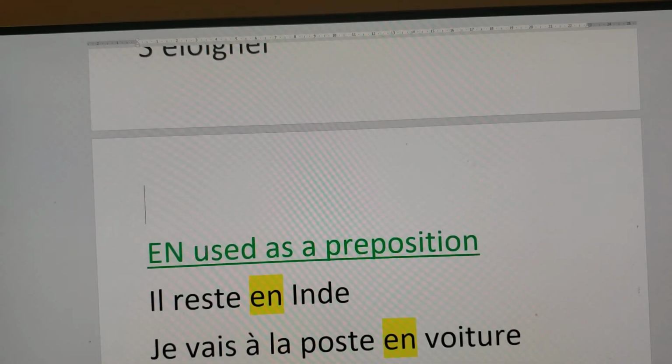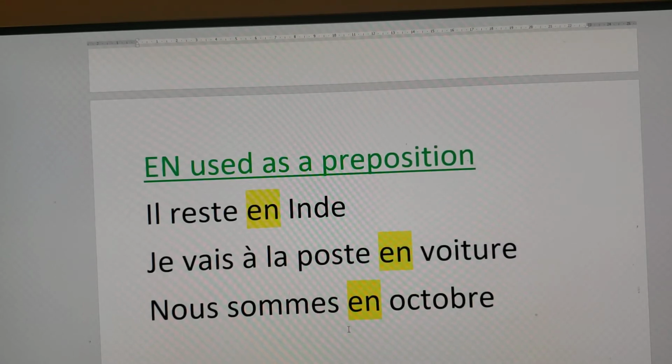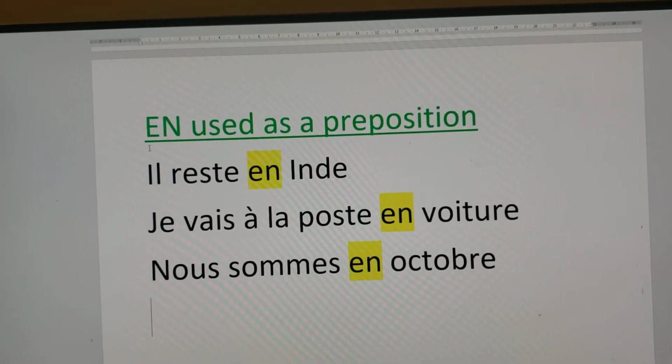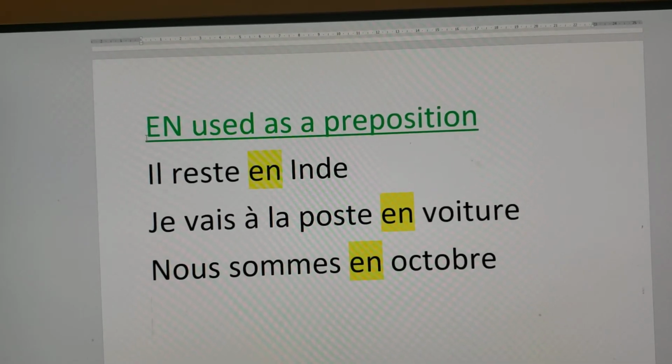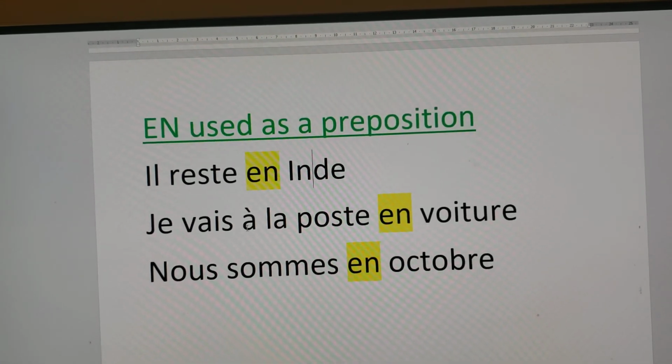So moving on, used as a preposition. Three examples over here. Il reste en Inde. He remains in India. In India, so en Inde. Je vais à la poste en voiture. I go to the post office by car. By car. Nous sommes en octobre. We are in October, meaning we are in the month of October. So once again, three sentences just to give examples of how en can be used as a preposition. Il reste en Inde. Je vais à la poste en voiture. Nous sommes en octobre.